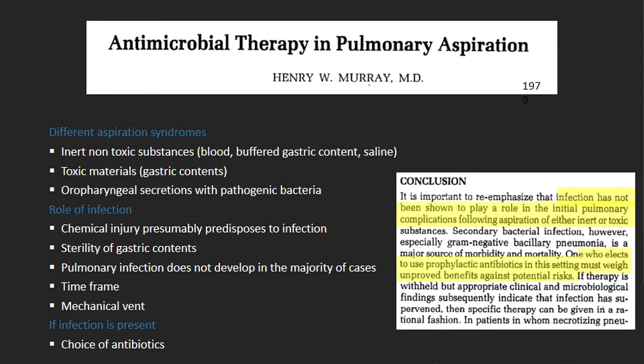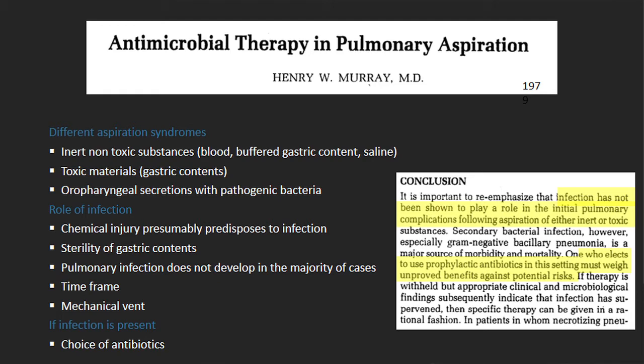It talks about antimicrobial therapy in pulmonary aspiration. And they describe the different aspiration syndromes of non-toxic substances, toxic material, and oropharyngeal secretions. So they kind of differentiate between sterile and non-sterile material. They talk about the role of infection in the aspiration patient. And they say, okay, maybe they inhale sterile contents, but the chemical burn predisposes to superimposed infection, so it puts the patient at higher risk for developing an infection.